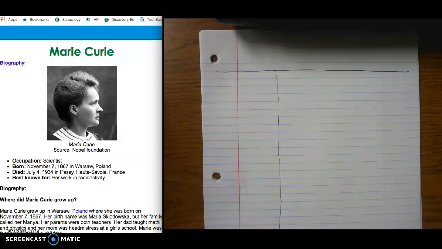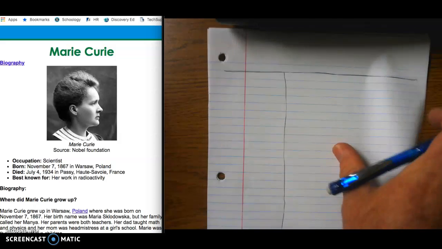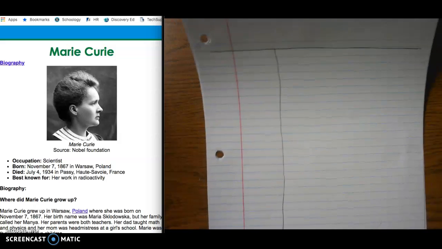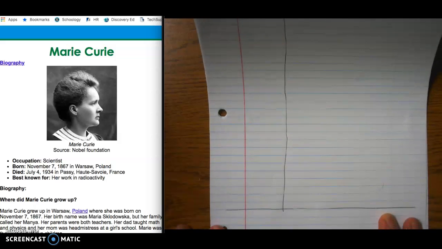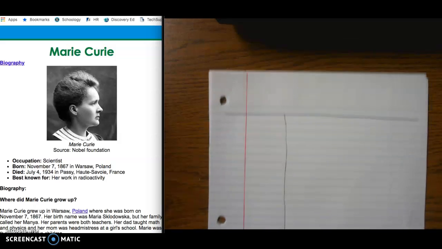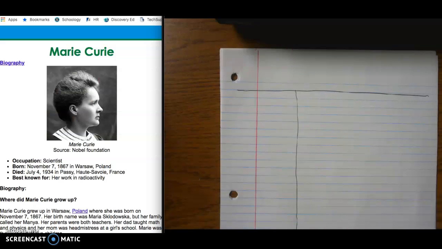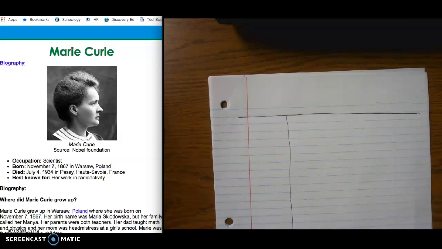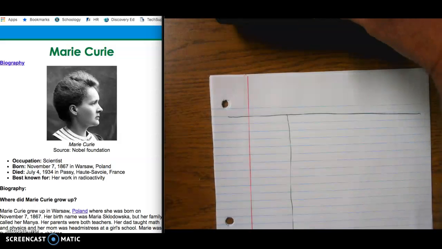Okay, and then down toward the bottom, you're going to make another line. So you've got this big shape there. So a line at the top, line at the bottom, and a line down the side, so we can divide up our paper into boxes. And again, I'm going to zoom in a little bit now.